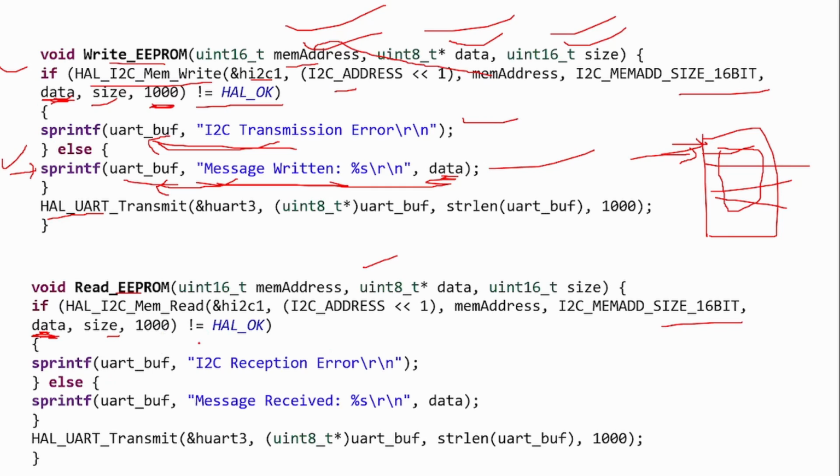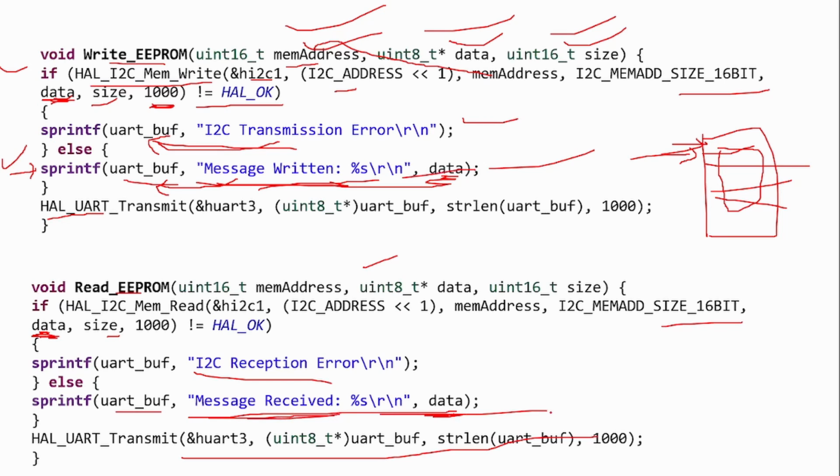Now again, upon successful execution, it will simply load this message received, and whatever data it receives from the EEPROM, it will store into the UART buffer, and it will display on UART. Upon unsuccessful execution, it will display I2C reception error, right? So if your message is hello, and if the overall process executes successfully, then you will see message returned hello, message received hello, simply, right?